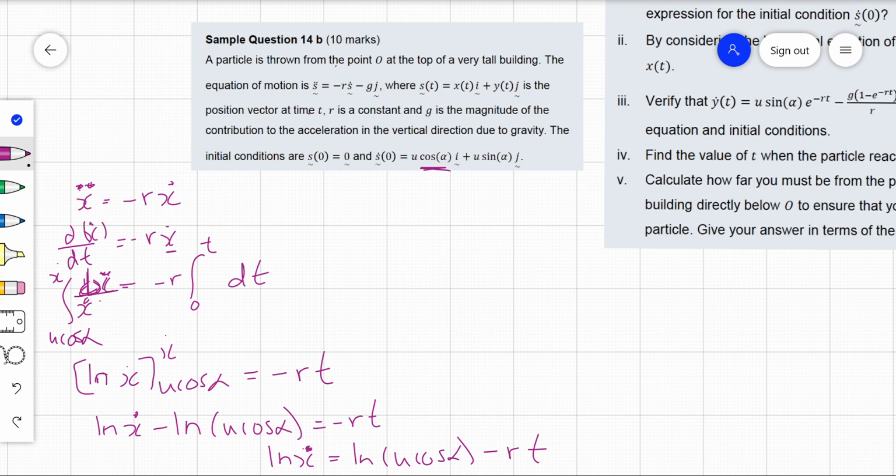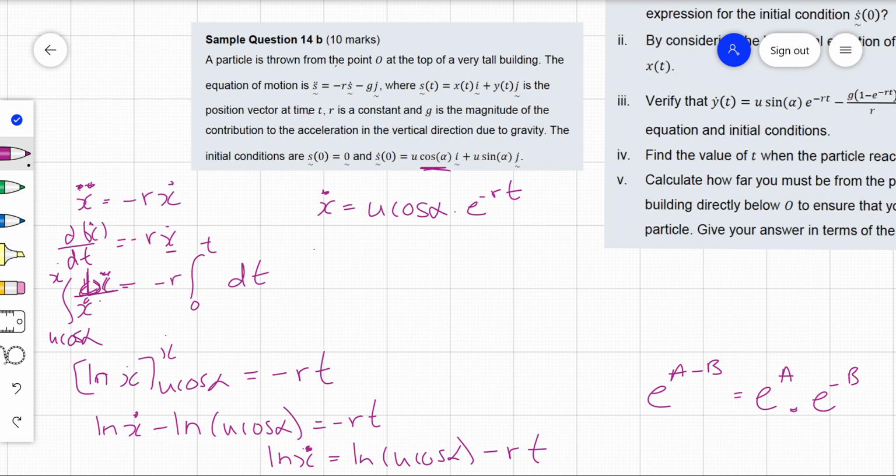So now if I exponentiate both sides, I've got x dot by itself. Here, e to the a minus b is the same as e to the a times e to the negative b. So I can separate out these terms. The first term will become u cos alpha when I exponentiate it, and then I'm multiplying by e to the minus rt. So that is my x dot, but remember the question did say to find x.